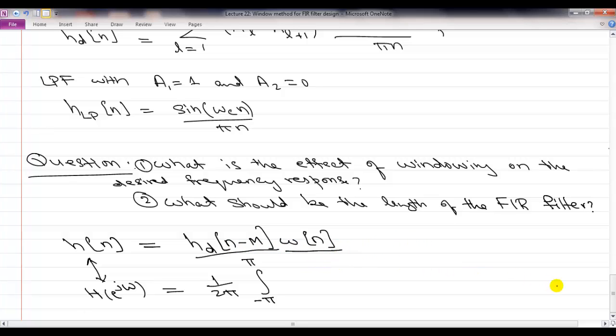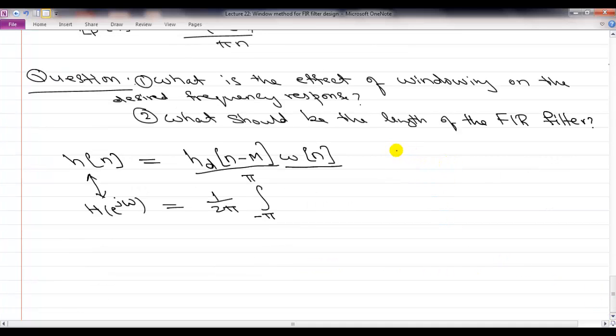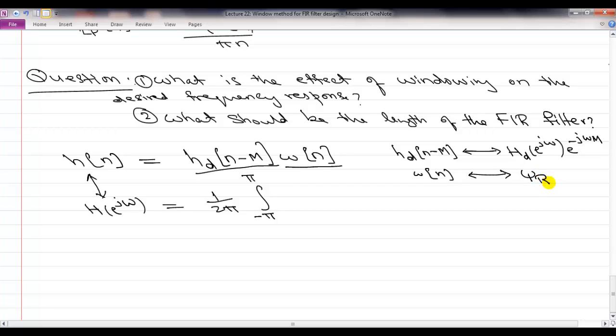So let's first figure out what are the Fourier transforms. So h_d[n minus m] has a Fourier transform H_d(e^{jω}), which is the desired frequency response. And what effect does the time shifting have? It will create simply a phase shift, e^{-jωm}. So the Fourier transform of this shifted impulse response, of course, looks still like the Fourier transform that we want. It's just a shifted version. What is the Fourier transform of w[n]? Right now I'll just call it Φ_R(e^{jω}), and we'll explain that later.